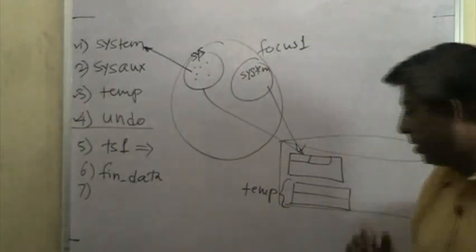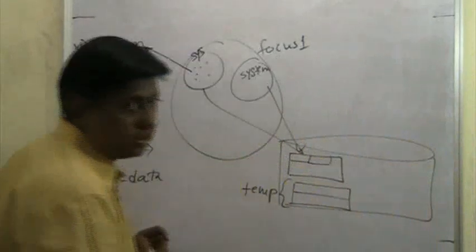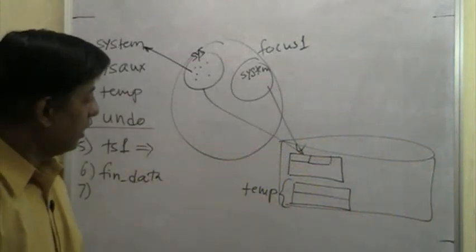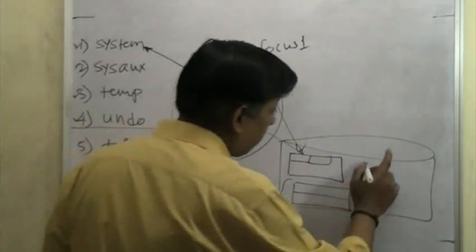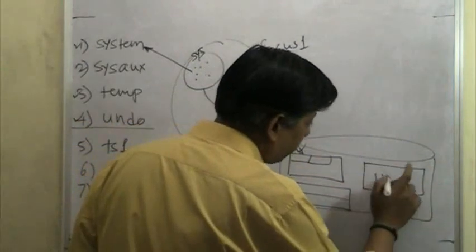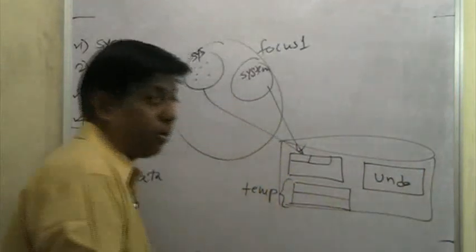So that's a different programming concept here. But temporary tables, which will actually have the data, that is for the temporary table space. Then there is another table space called undo. Undo table space. The purpose is very, very important.